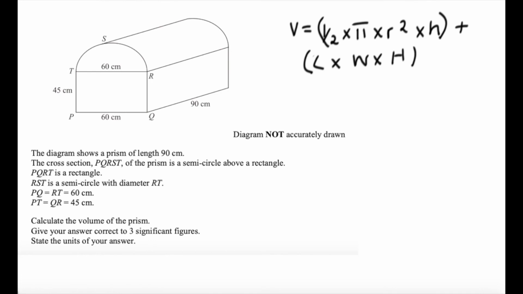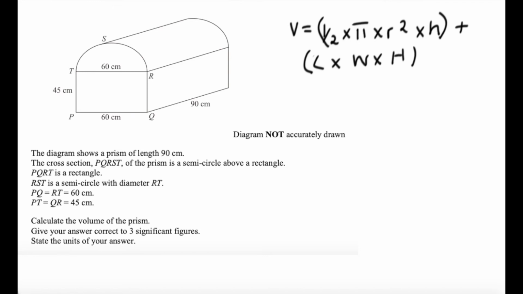Question number 5 is slightly different from what we've done before, but let's read it. It says the diagram shows a prism of length 90 centimeters. The cross section PQRST of the prism is a semicircle above a rectangle. PQRT is a rectangle. RST is a semicircle with a diameter RT. PQ equals RT equals 60 centimeters. PT equals QR equals 45 centimeters. Calculate the volume of the prism. Give your answer correct to 3 significant figures. State the units of your answer.